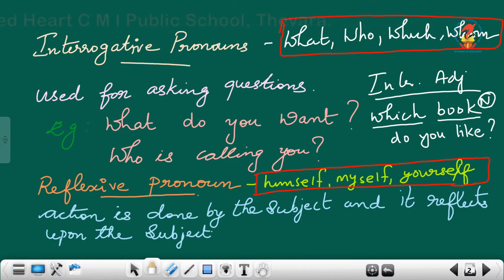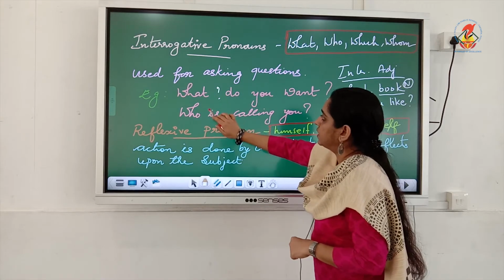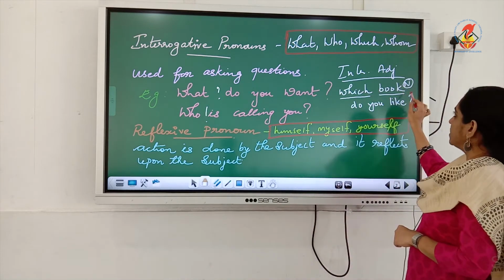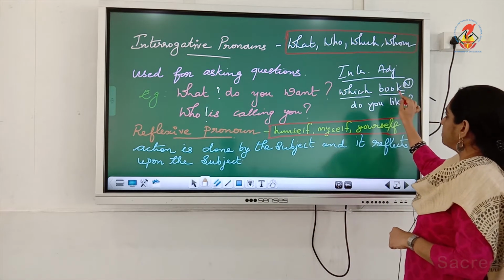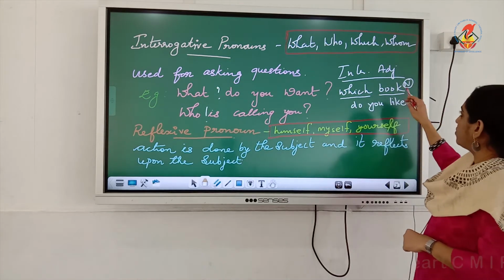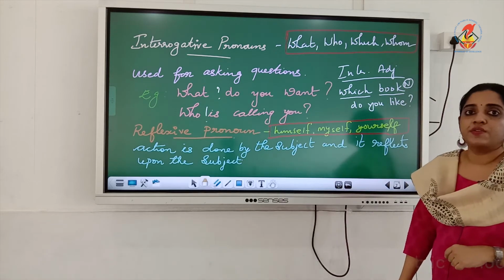And the other one, interrogative pronoun: what do you want? Who is calling you? These are interrogative pronouns, because here you cannot see any nouns, is it? Here there are no nouns, but here it's for this question word. Before the noun you can see a question word. The question word is followed by a noun. So, that is an interrogative adjective.